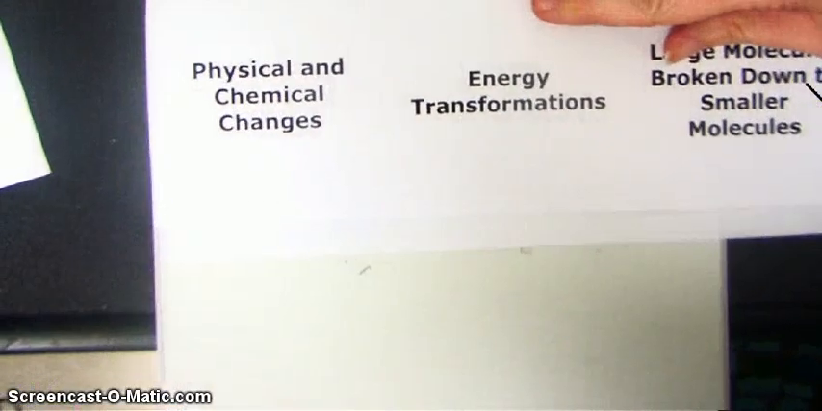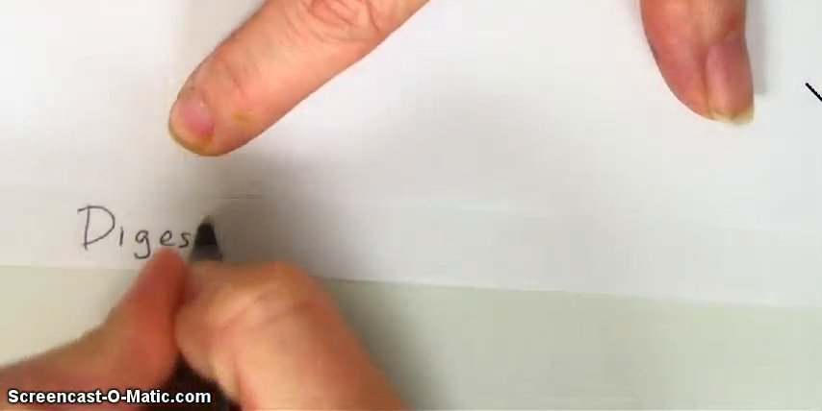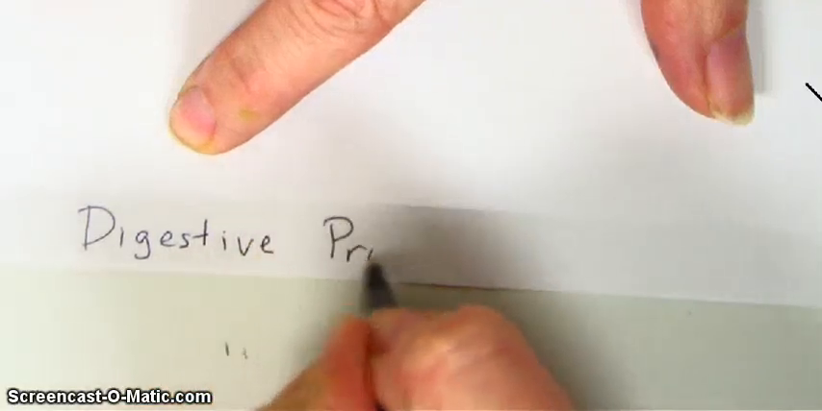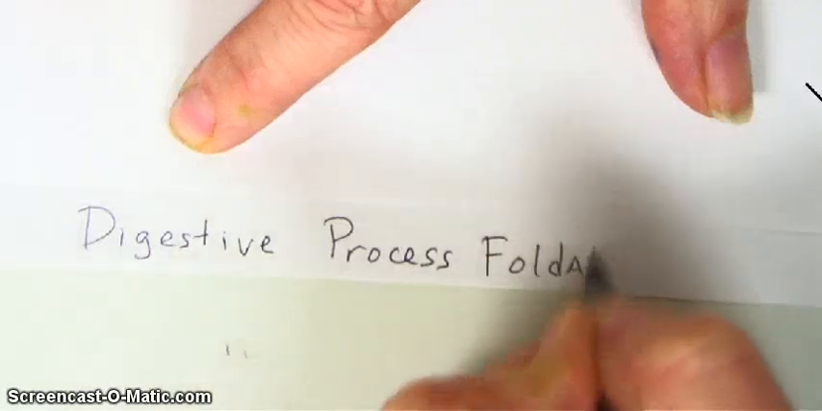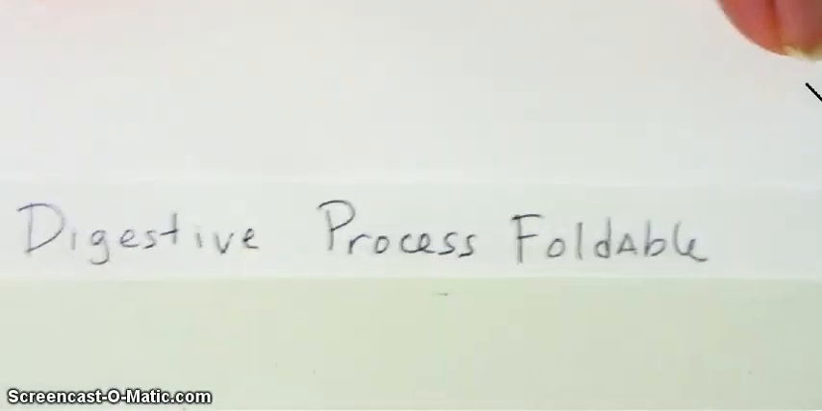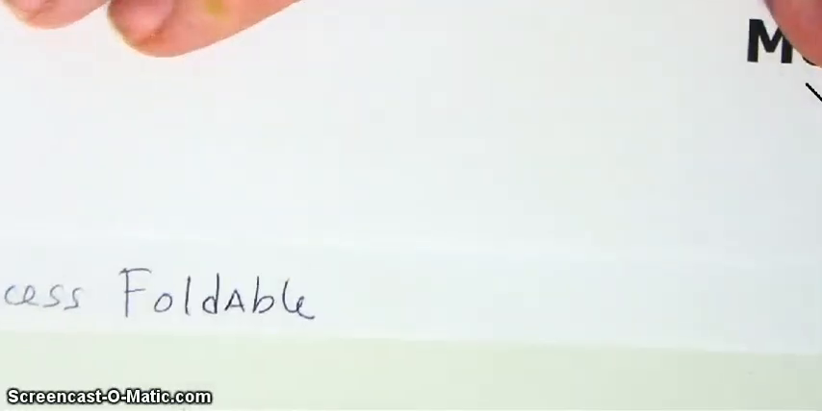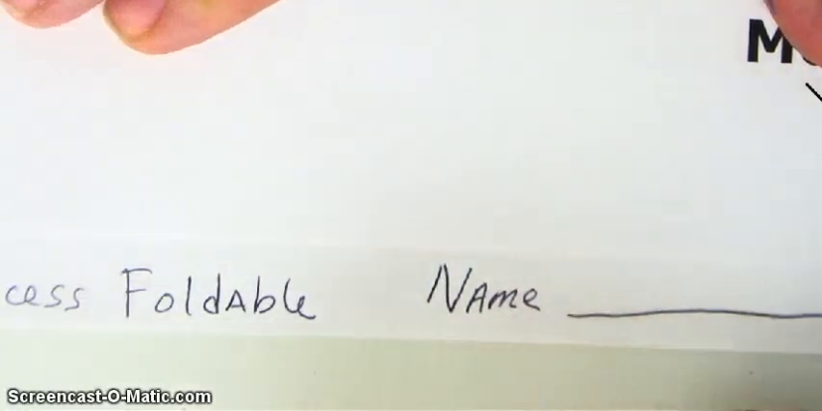I'm going to zoom in so that you can see the flap. On the flap, you're going to write digestive process foldable. Digestive, process, foldable. And then I'm going to move it over. You're going to write your name. So fill in your name.